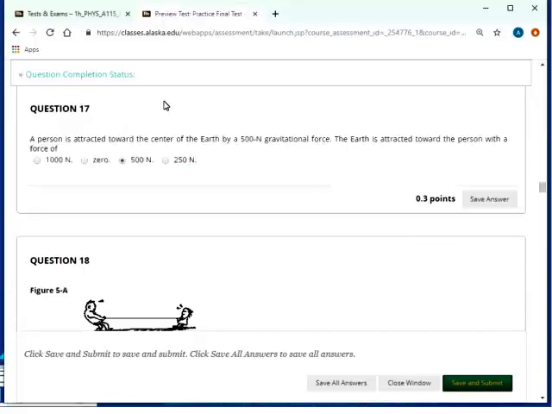A person is attracted toward the center of Earth by a 500 Newton gravitational force. The Earth is attracted toward the person with a force of 500 newtons. That's Newton's third law. You have equal and opposite forces on two different objects that are interacting with each other. There are actually more forces now, because the person is not falling through the ground, so there's a support force from the ground pushing up, which also is 500 newtons. If it wasn't 500 newtons, then the person would either start floating or would sink into the Earth.